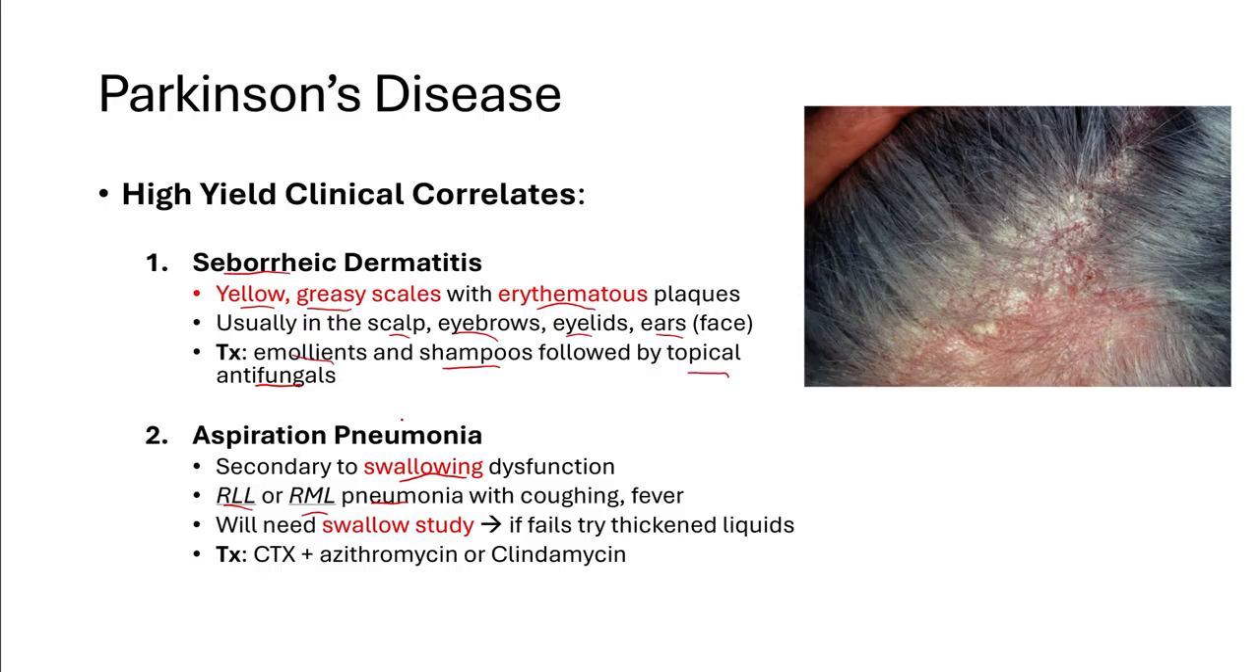Individuals with aspiration pneumonia with Parkinson's disease will need a swallow study. And if they fail this, then we typically put them on thickened liquids or change their diet around. Treatment of aspiration pneumonia is typically with ceftriaxone and azithromycin, or even sometimes clindamycin.